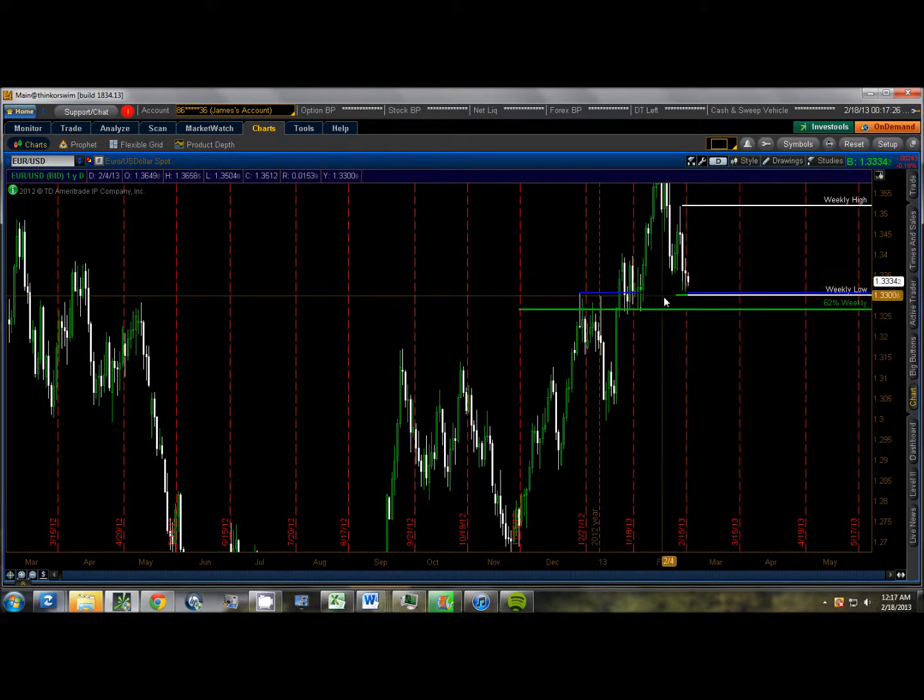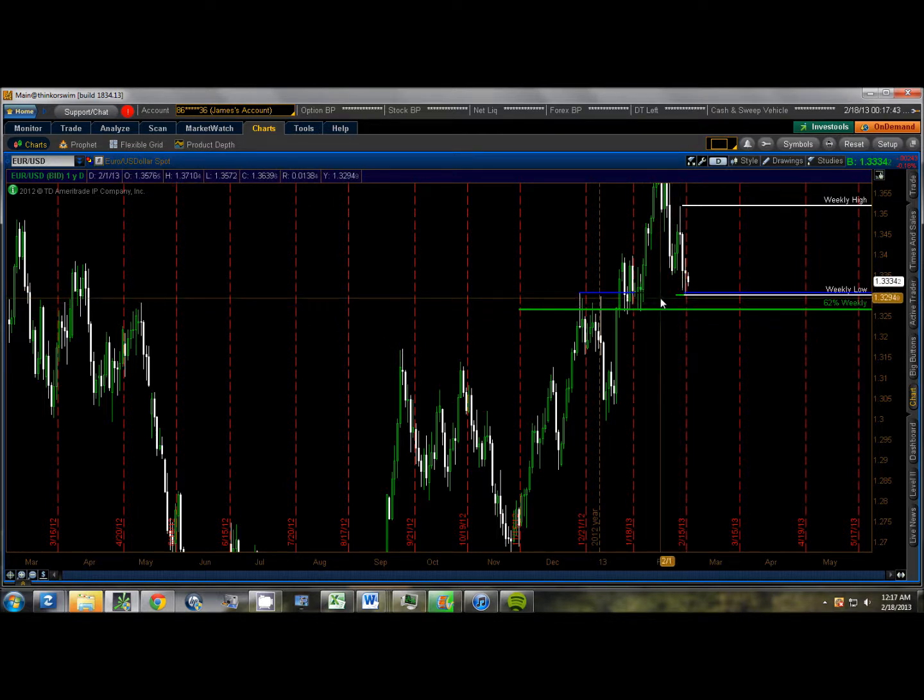Now, all my daily lines are always blue, so I'm just going to leave that as blue. I'm not going to label it because we're going to have a few daily lines here, right? But this is absolutely critical. Man, we are sitting right at a key area of support.